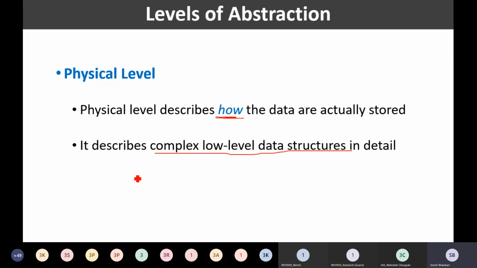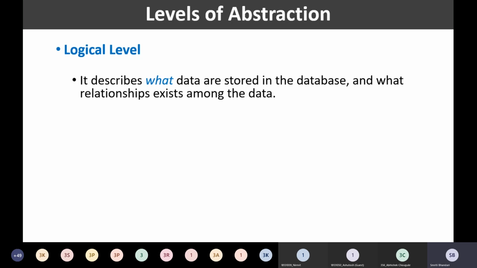In the next level, that is the logical level. It is the next higher level, higher than the physical level. So in the logical level, we describe what data are stored in the database and what relationships exist among the data. So physical level deals with how and logical level deals with what.